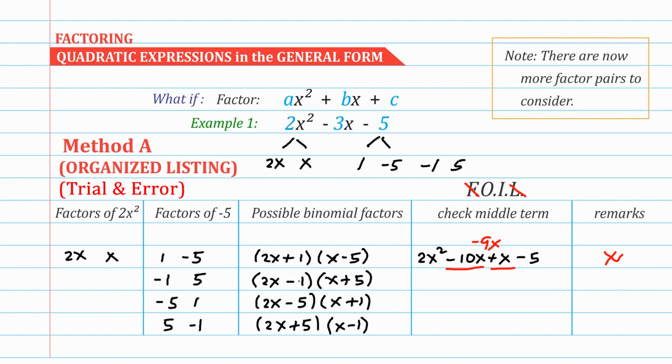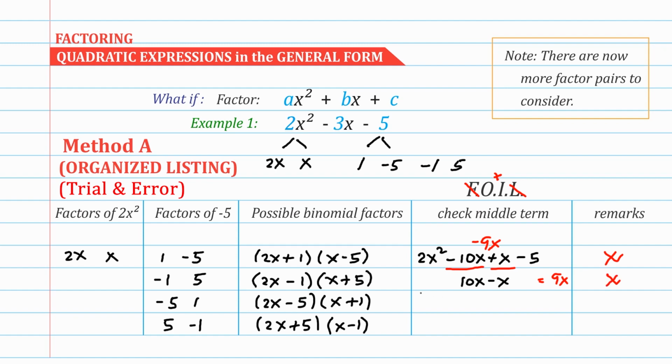Subukan natin sa second na possibility. But this time, don't use FOIL anymore. Simply add the outer and inner terms. So outer, 2x times 5 is 10x. Gawin natin black. 10x plus inner, negative 1 times x is negative x. If you notice, this is equal to 9x, which is again different from our middle numerical coefficient. So, remarks, wrong na naman siya.